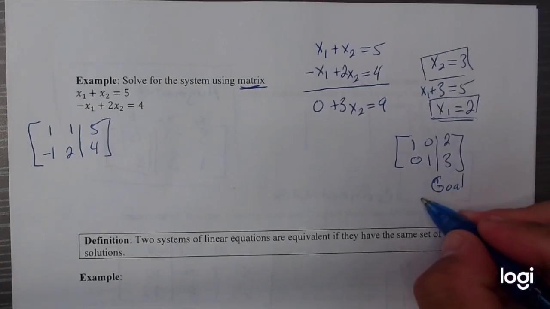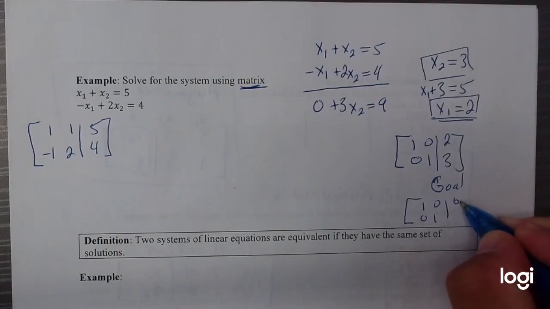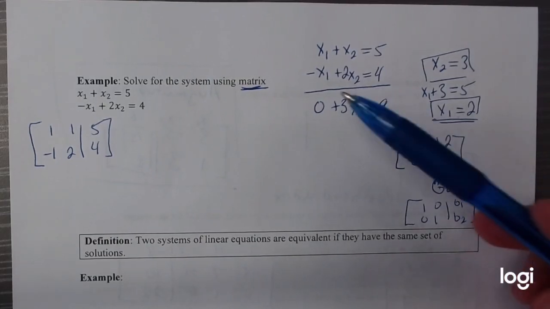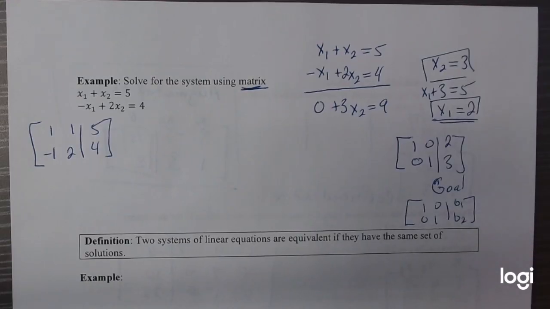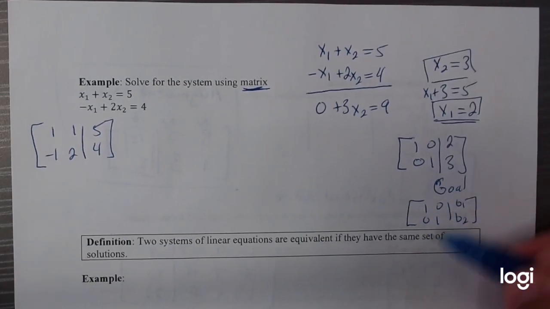Okay. But in general, we want this, where B1 and B2 are going to be our answers. That's how we use a matrix representation to get our answers here. Okay? And we'll talk about why this is important in a little bit, why this is so particular. But for now, we'll just say that's our goal.